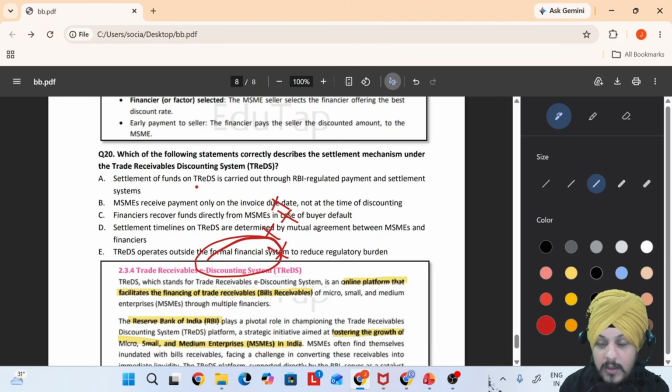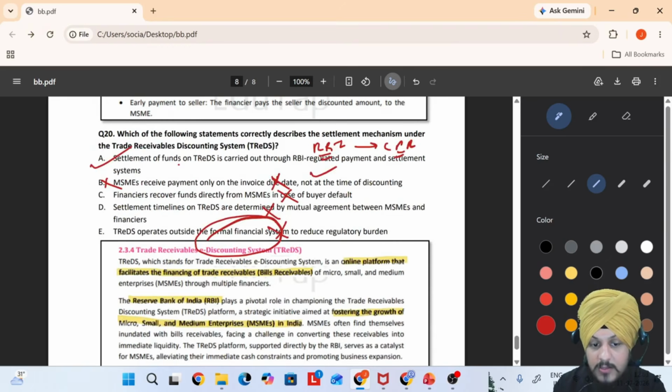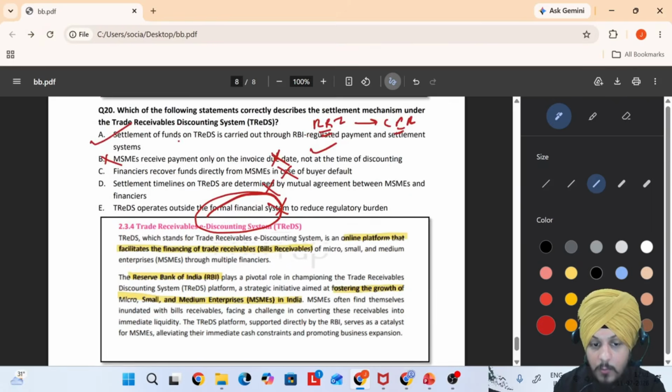So what is going to be the correct answer to this question? It is going to be option A. Because if I talk about TReDS, the transactions are settled through the RBI-regulated payment system. The framework reduces counterparty risk and strengthens trust among MSMEs and the buyers. But the statement that MSMEs receive payment only on the invoice due date is not true at all, because the payment is received at the time of discounting. So that is why option B is incorrect, and I hope it is clear to you. Now we are done with all the questions that were asked as a part of the finance, and I hope it is clear to you.